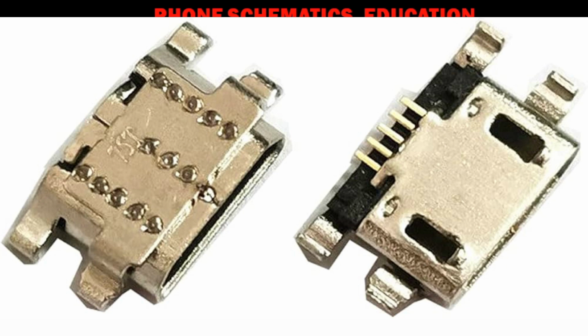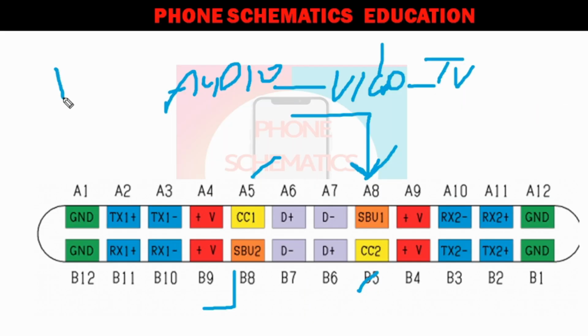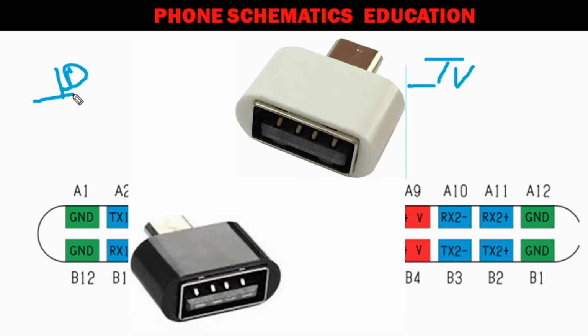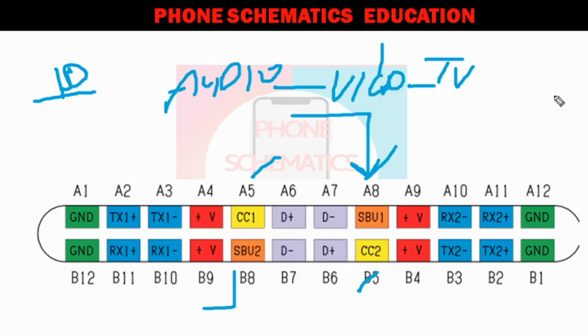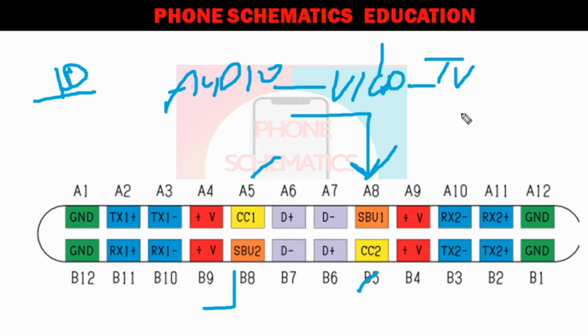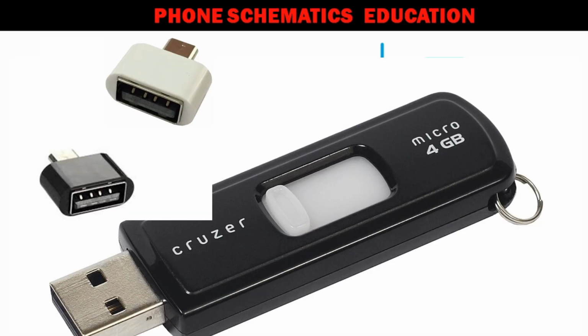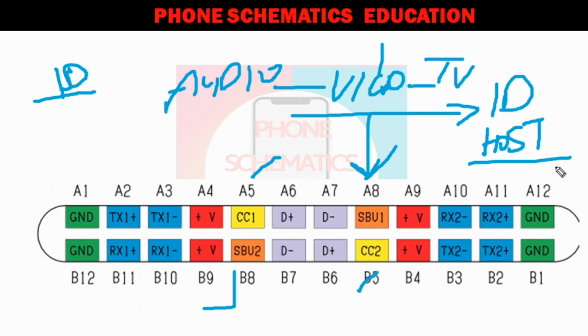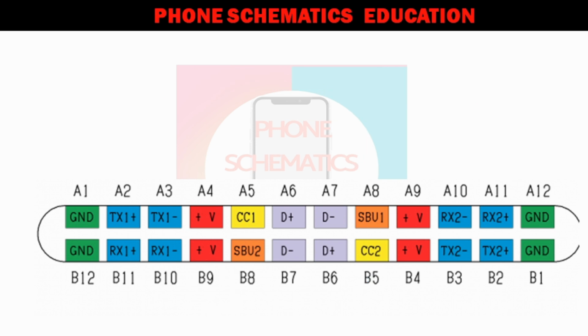Now in a micro USB jack, I'm explaining an ID pin working like a host. Your phone works like a host, so you can connect your flash drive or any USB devices. Same with SBU1, this pin also works like an ID pin, to become a host. Through this pin, you can connect your flash drive or pen drive. I hope you get my point, and in your mind, all these pins are clear.